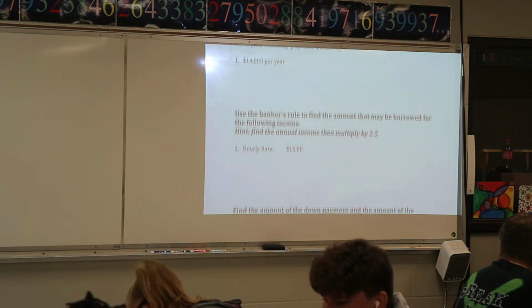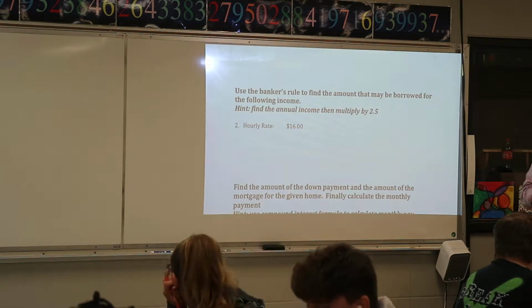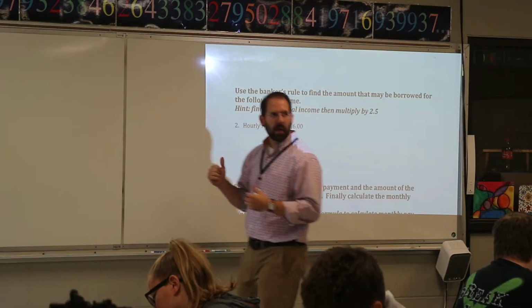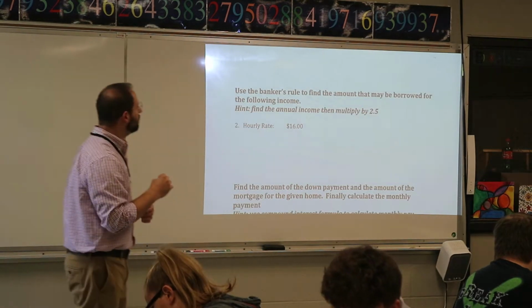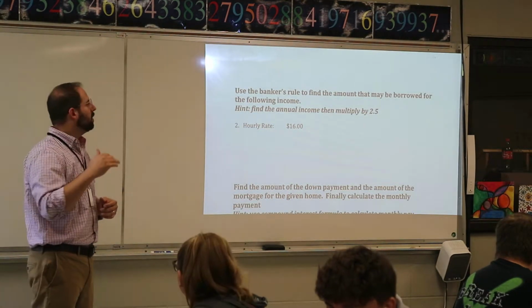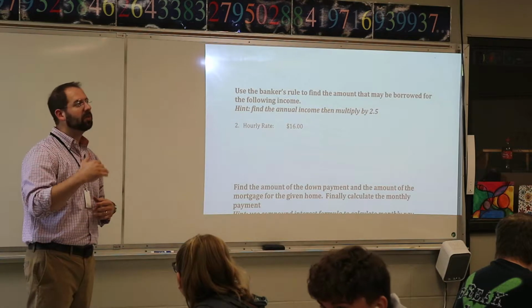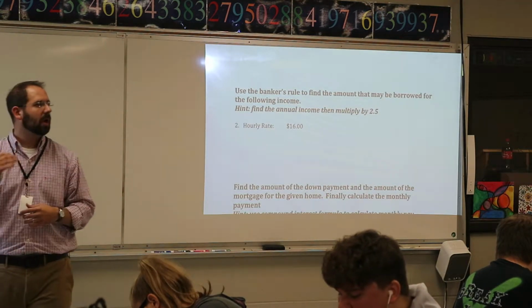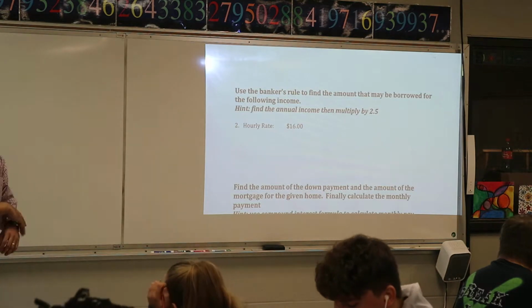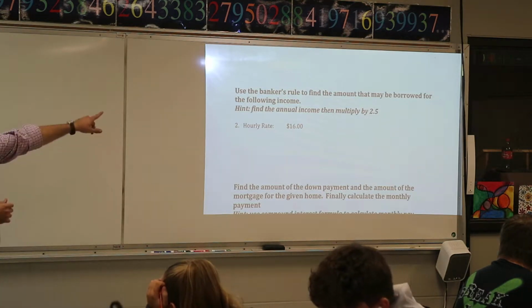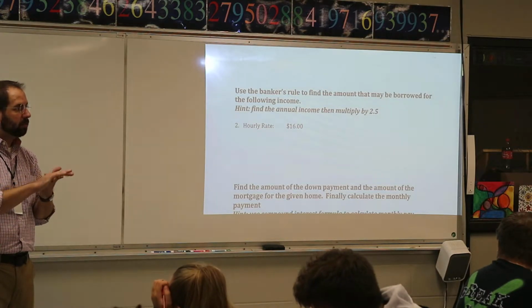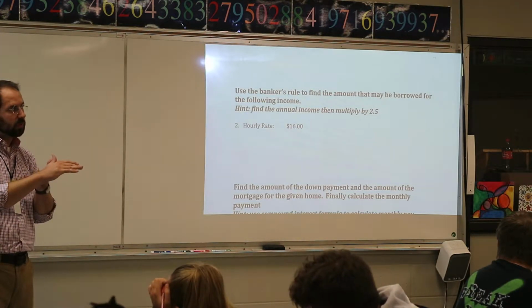All right. This one. It's what you make per annual income. You got to find your annual income, kind of like the last round. But then all you have to do is once you find how much you make per year, then you have to multiply by 2.5. This is called the banker's rule. The banker's rule is how much money they're allowing you to borrow for a mortgage. So that hint will not be there. So you won't know that you have to multiply by 2.5. You have to know that for banker's rule.